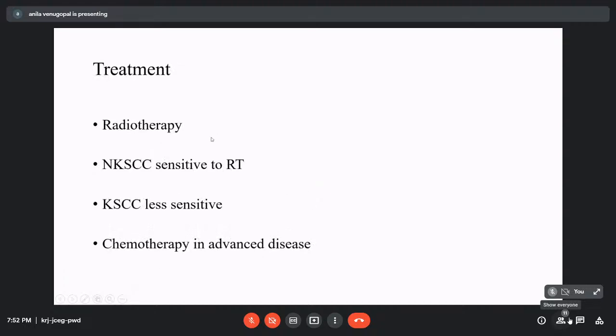So treatment: these tumors are very sensitive to radiotherapy, and that is why pathologists will usually be receiving only biopsy specimens. We won't be receiving radical surgery specimens. The non-keratinizing squamous cell carcinoma is sensitive and keratinizing is less sensitive. And in advanced disease, they give chemotherapy also. In some centers where both these therapies fail, they may go in for surgery, but it is very rare.